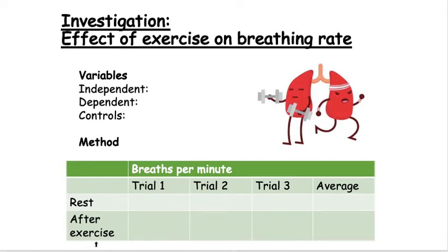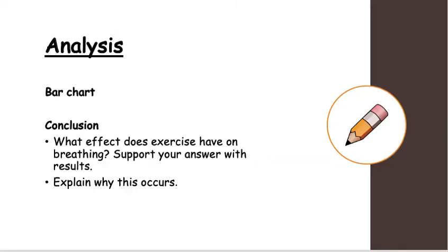And then if you wouldn't mind adding just an extra little row in here for after some kind of vigorous exercise, so maybe running around quickly for a minute, and count your breaths again for 1, 2, 3 minutes, add up the answers and divide by 3 to get the average. Now when you've all that done, I would like you to draw a bar chart. So it will have 3 bars in it. One bar will be your breathing rate at rest, another one will be your breathing rate when you were walking, and another one could be your breathing rate when you were doing vigorous exercise, such as sprinting.